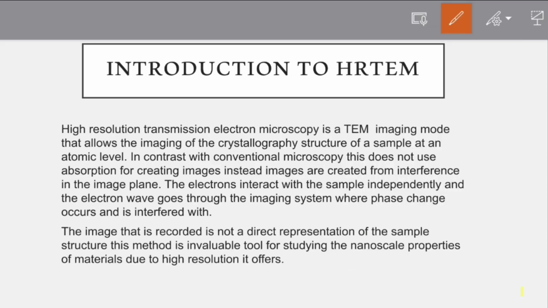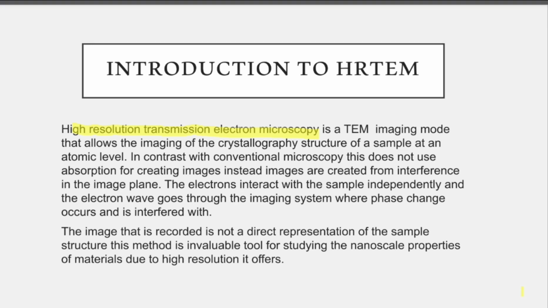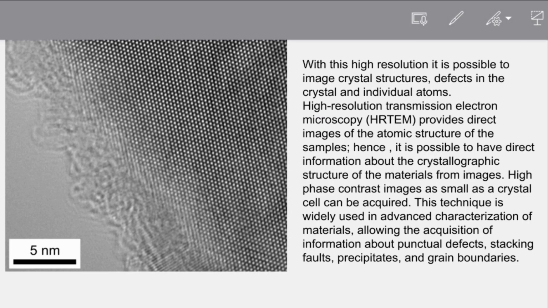The next topic is Introduction to HR-TEM. HR-TEM, or High Resolution Transmission Electron Microscopy, is a type of TEM that allows the imaging of the crystallographic structure of a sample at an atomic level. With this high resolution, it is possible to image crystal structures, defects in the crystals, and individual atoms. It is possible to have direct information about the crystallographic structure of the materials from images.